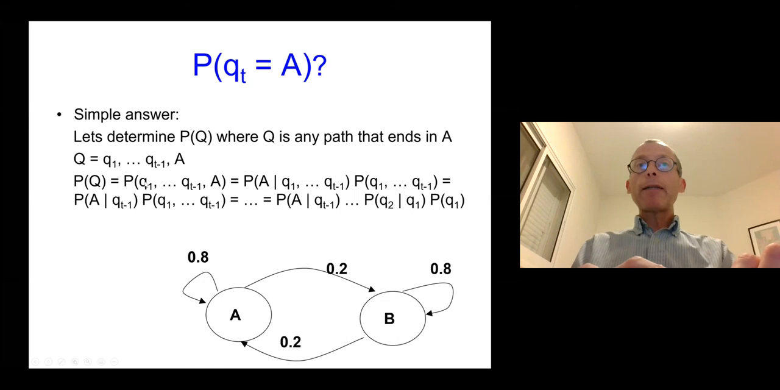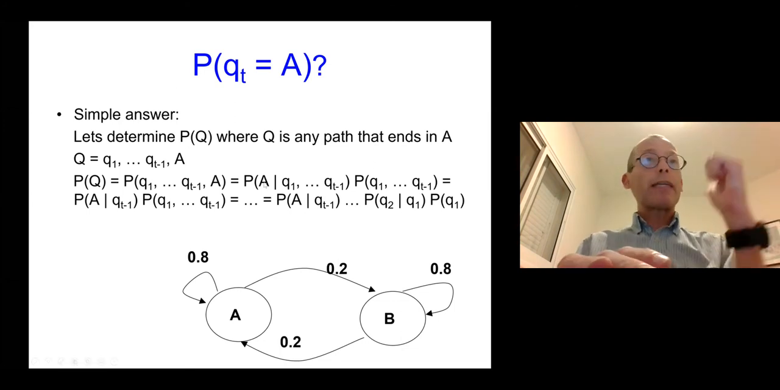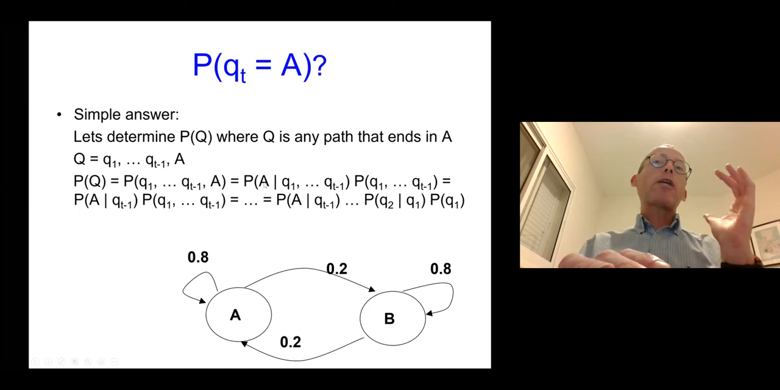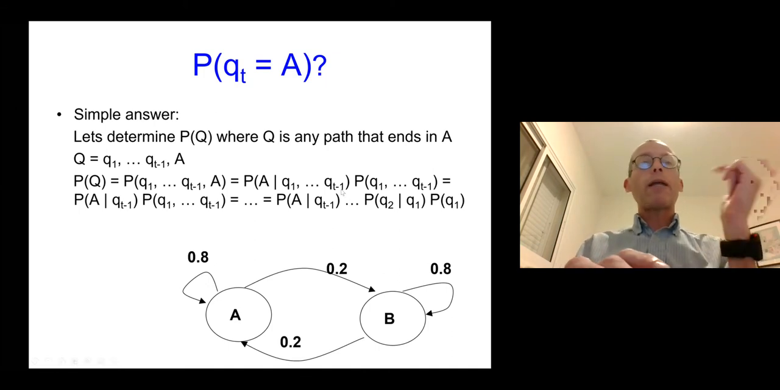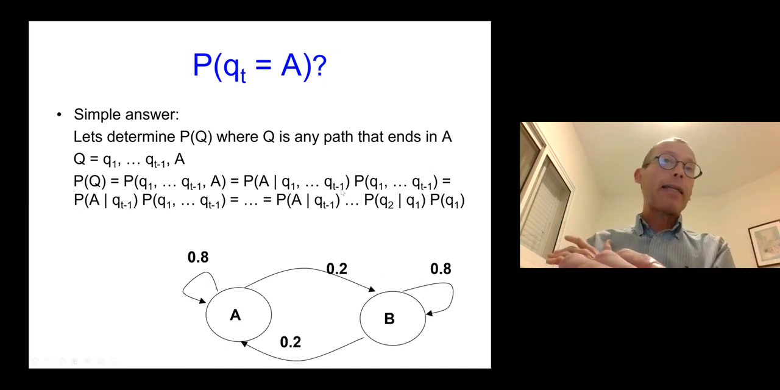you can use the chain rule, right? So the probability of Q1 to Qt1 A is P of A conditioned on Q1 to Qt minus one. This is true for any set of values. It doesn't require any assumptions, right? This is just a chain. However, now we can use the Markov assumption. The Markov assumption tells us that the probability of the seventh state is only conditioned on the value of the previous state. And it's independent of anything that happened before, right?